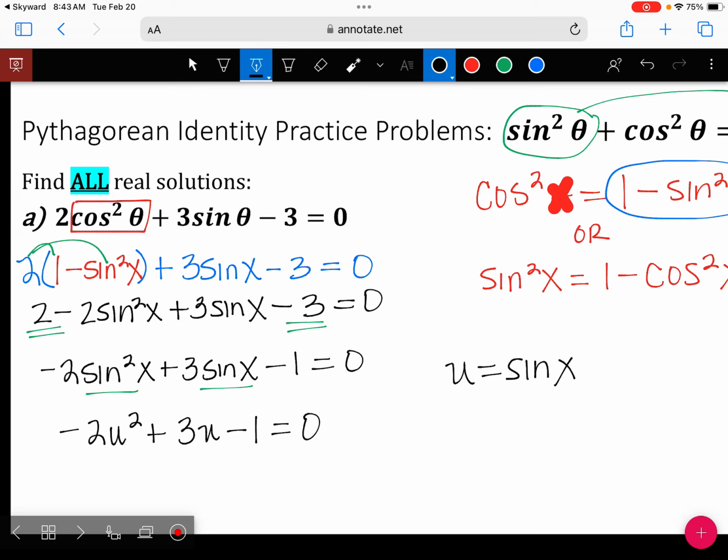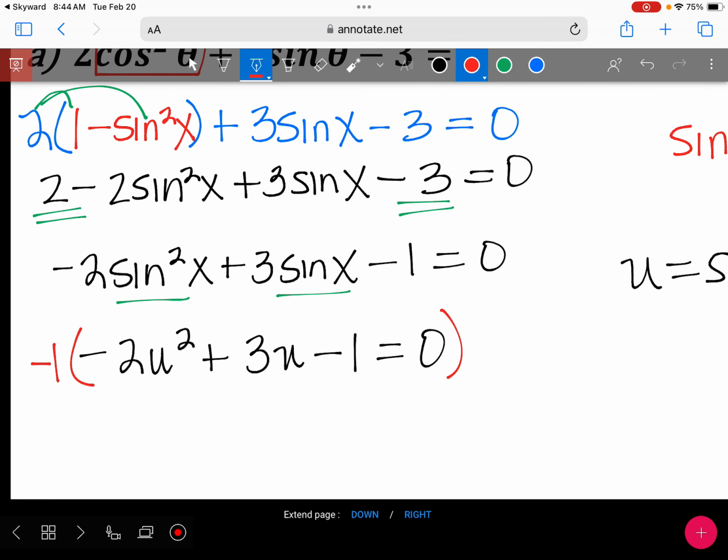Okay, so now we're ready to factor, but we have a problem. Does anybody recognize what that problem is? Not factorable. In order to factor, one of these numbers has to be positive. You cannot factor, and that's why I didn't think you all would remember this. But you can factor out or multiply it by -1. That's the same thing. In other words, we're going to change our signs. So now this becomes positive 2u squared, and then that becomes a negative 3u. That becomes a positive 1 equals 0.